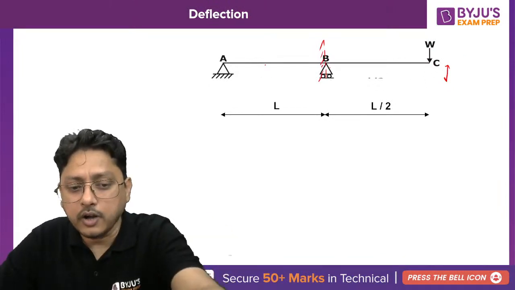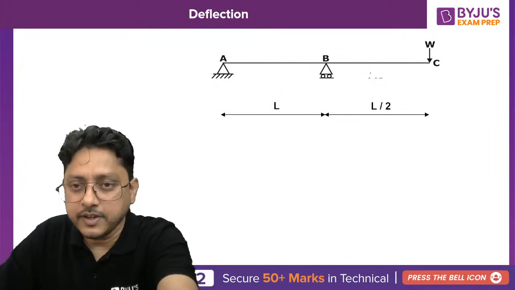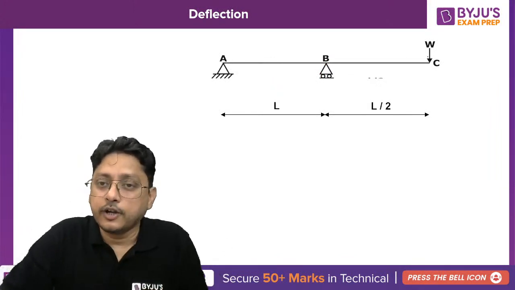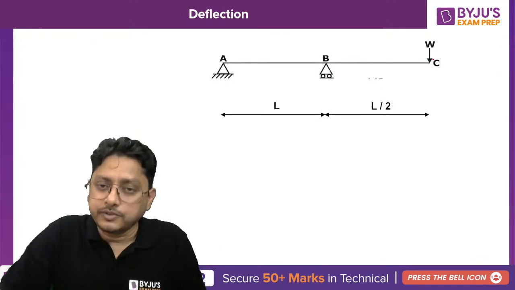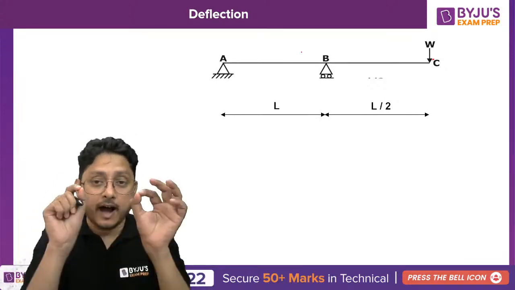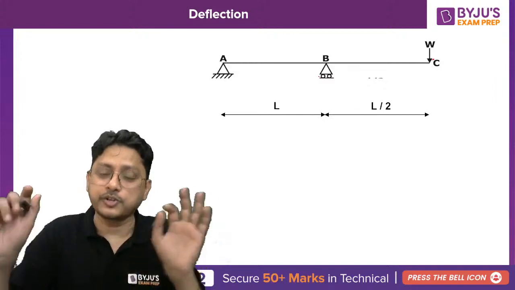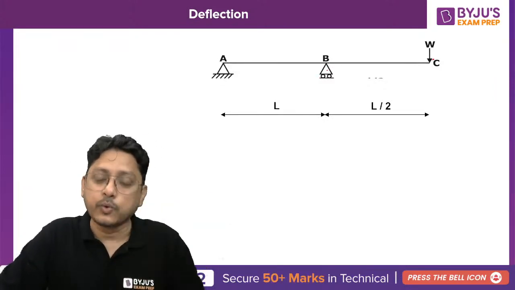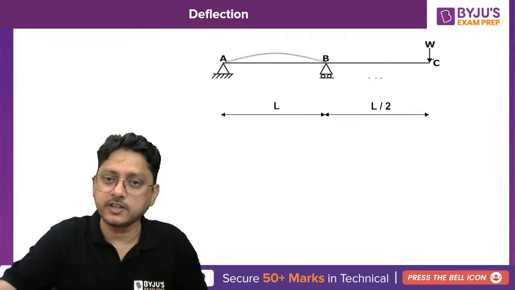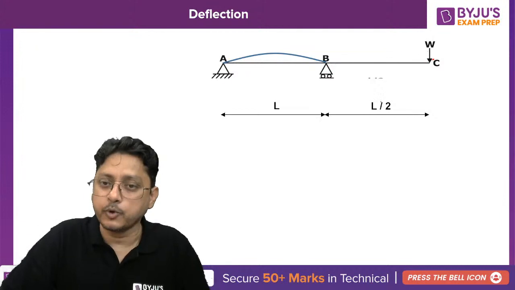But if it is not fixed, what will happen? Due to the W into L by 2, there is a moment which is going to occur. Due to that moment, the AB portion is going to rotate. I am more interested to see that at joint B, if it is fixed, there is no rotation. But as long as it is not fixed, a slight rotation will happen. What kind of rotation? The beam AB will get bent due to the moment W into L by 2.